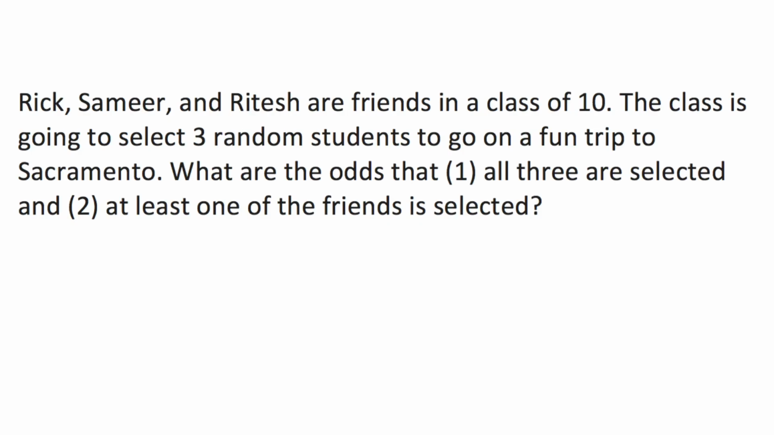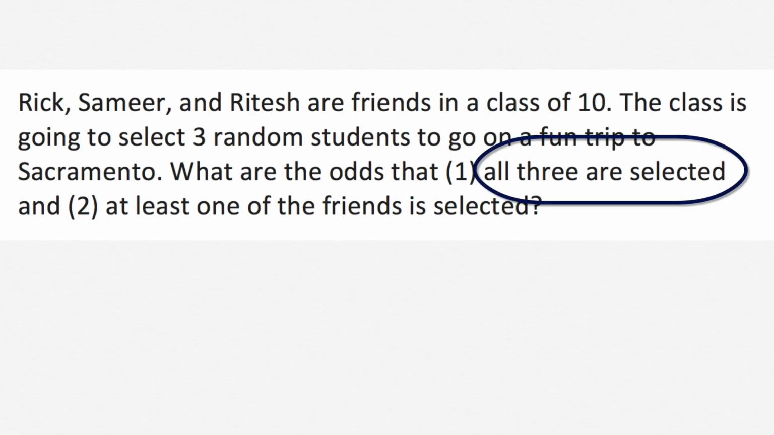Okay, I hope you tried this on your own. We're going to do it together now. We have to calculate what are the odds of all three of our friends being selected. To do that, we look at the first selection.